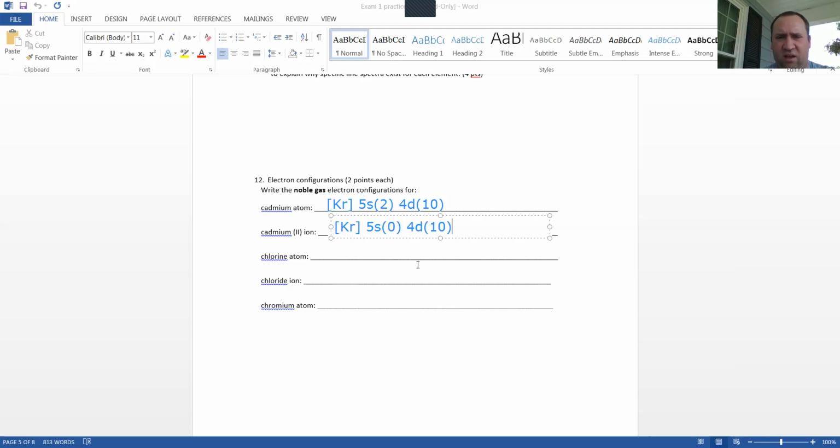Then 4d10. So you could set it up like that. But since the 5s is empty now, we could also write it as krypton 4d10 as well. Okay, so I was right, you do go ahead and take it out. When it says +1 or +2, I mean, +1 or -1, you add it or take it away. Okay, that's correct.